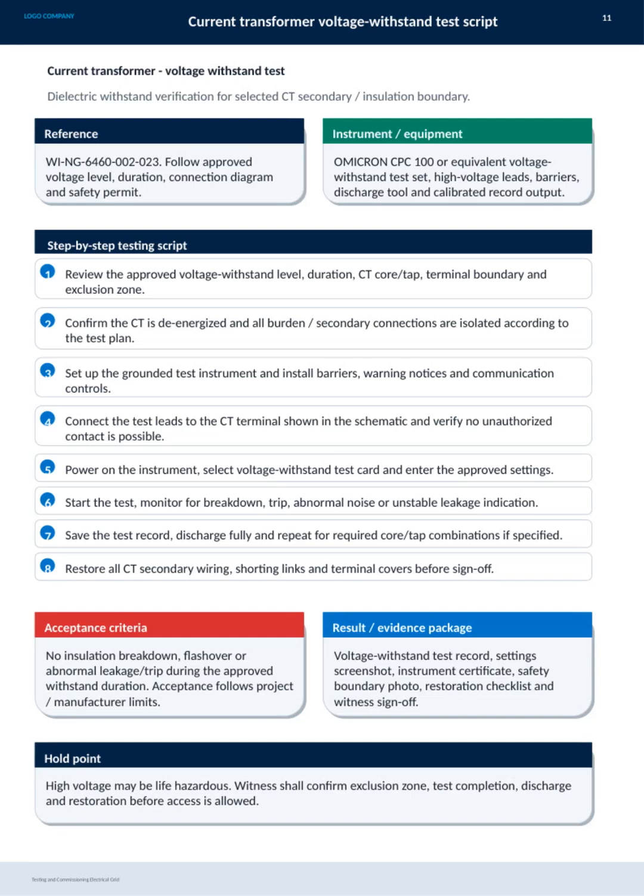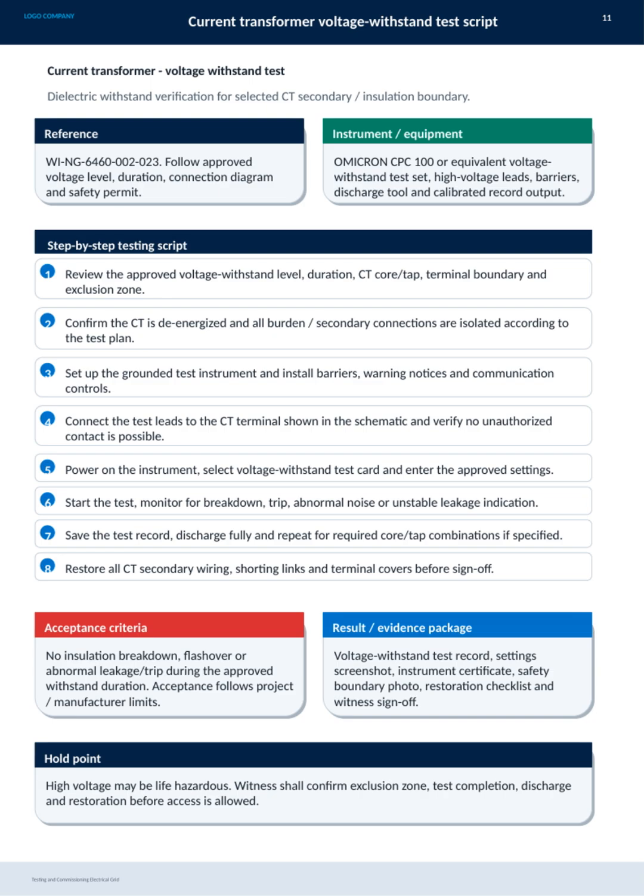On this slide, we focus on the current transformer voltage withstand test, which is critical for ensuring the dielectric integrity of the selected CT secondary insulation boundary. The reference for this procedure is WI-NG 6460-002-023, which outlines the approved voltage levels, duration, connection diagrams, and required safety permits. We use instruments like the Omicron CPC 100 or equivalent, along with high-voltage leads, barriers, discharge tools, and calibrated record output to perform the test.